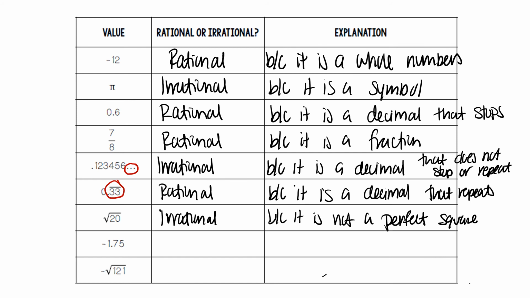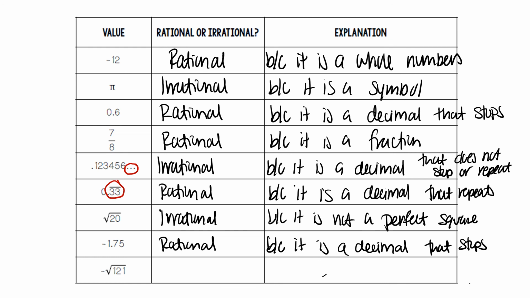The next example is -1.75, which is rational because it is a decimal that stops. The decimal stops after 0.75. It does not continue going.